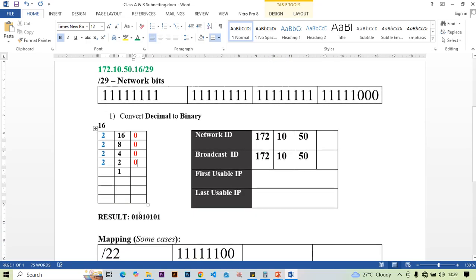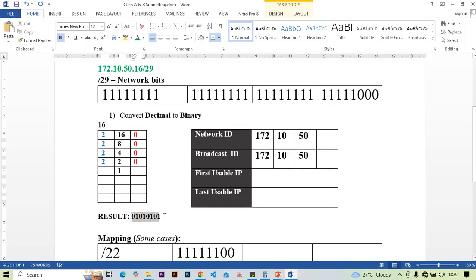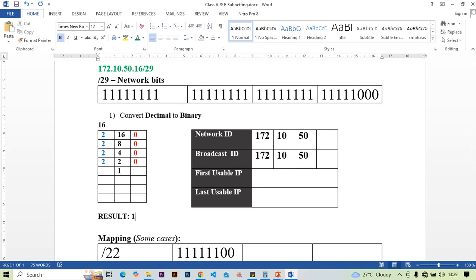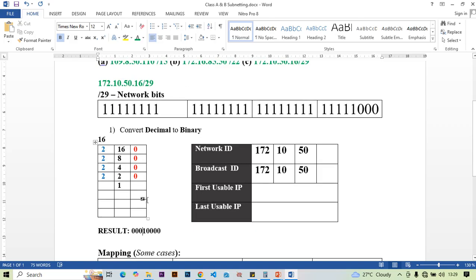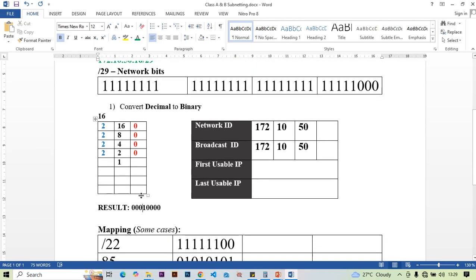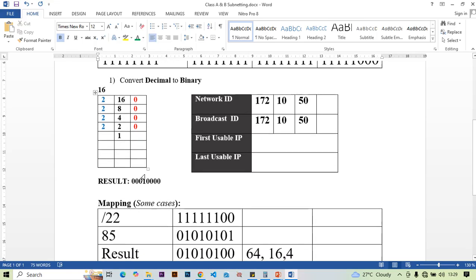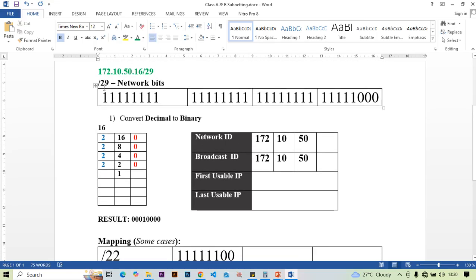So what is our result? After doing that, we're going to have 1, 0, 0, 0, 0. So these are 5 bits. So we can add other 3 right behind, which will still be the same as 16. So now, having gotten this value, having converted this into binary, then we shall go ahead and map this value and map /29 onto this 16.